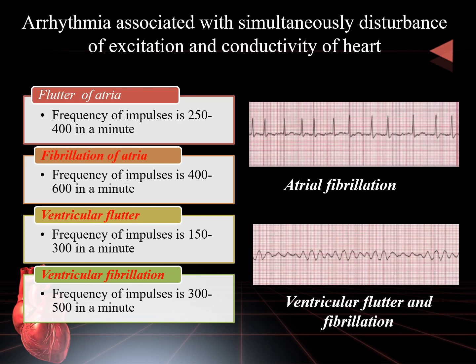If the number of impulses arising in the atria reaches 400-600 per minute, then atrial fibrillation occurs. In ventricular flutter, on the ECG, irregular waves with a frequency of 150-300 per minute are noted. In this case, the QRS complex is sharply deformed. It is often impossible to distinguish between the ST segment and the T wave.